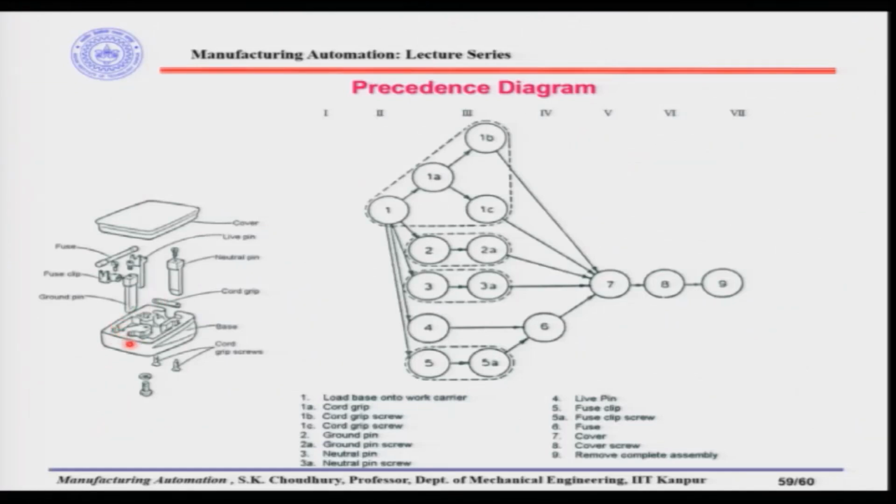In this case, for example, we say that we have a base. After that, next we will mount the ground pin and the live pin. After that, we will add the fuse clip. After that, the screws, then the fuse on top, then the neutral pin, then this screw, then the cord grip, and from here the cord grip screws, then the cover and the screws. So, this is the sequence of assembly that you can make.